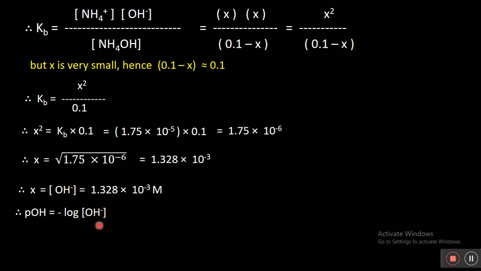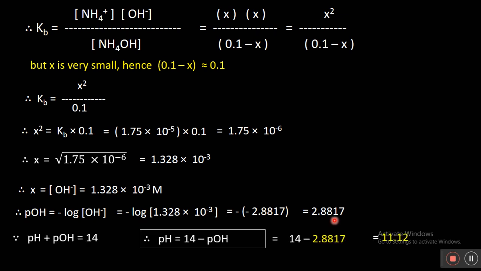pOH is equal to negative log of the OH minus ion concentration. Just put this value in this formula: negative log of 1.328 into 10 raised to minus 3. Simplifying this, we get 2.8817. This is the value of pOH.